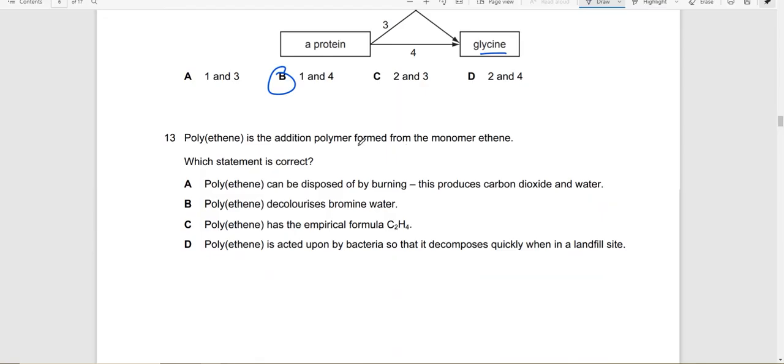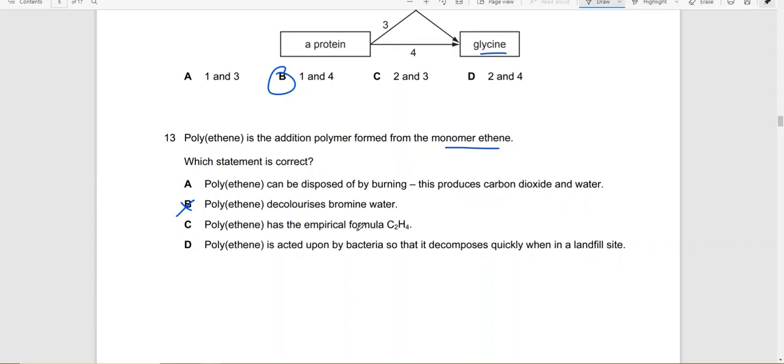So polyethylene is the addition polymer formed from monomer ethene. Which statement is correct? Polyethylene can be disposed of by burning. This produces carbon dioxide and water. Polyethylene decolorizes bromine water. No, it does not. It does not have a double bond. Its double bond is broken.